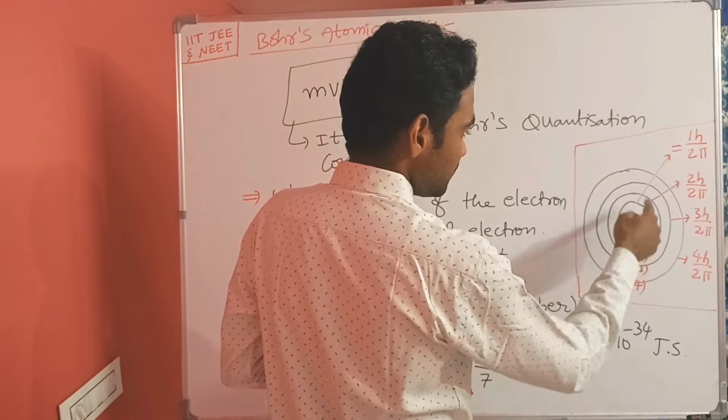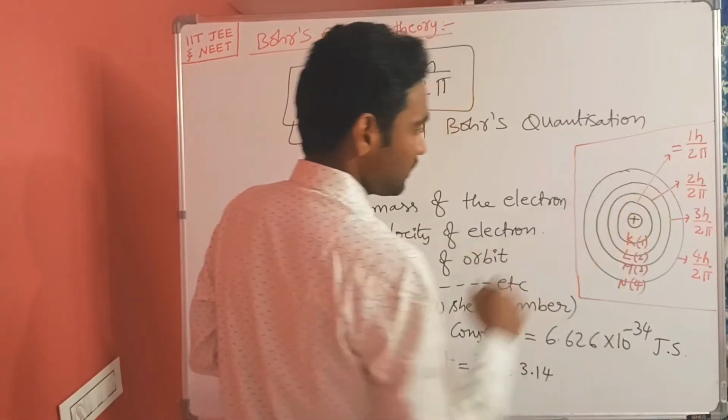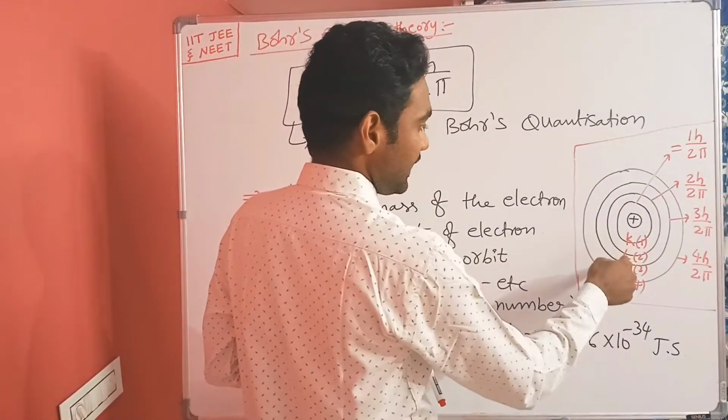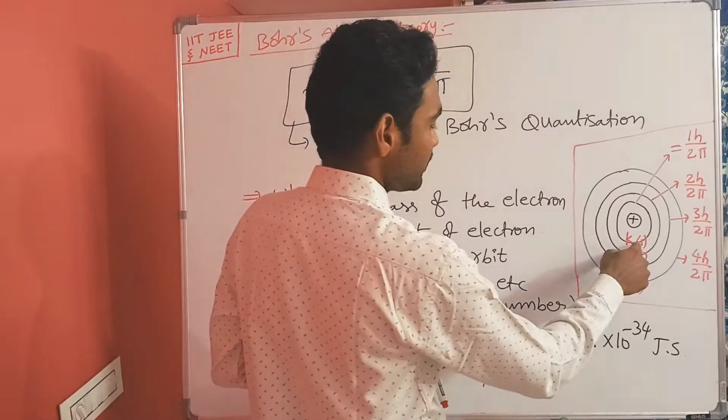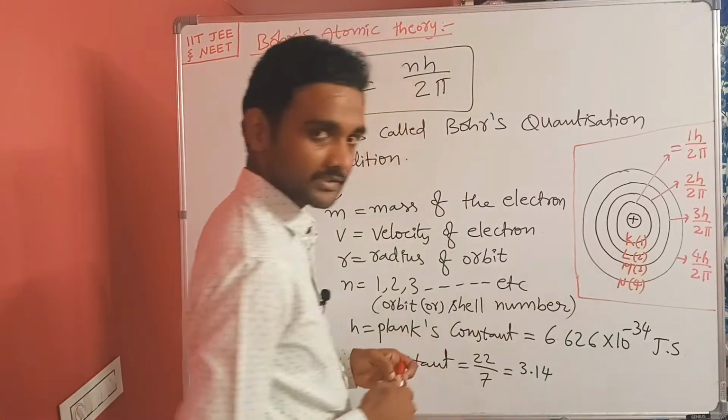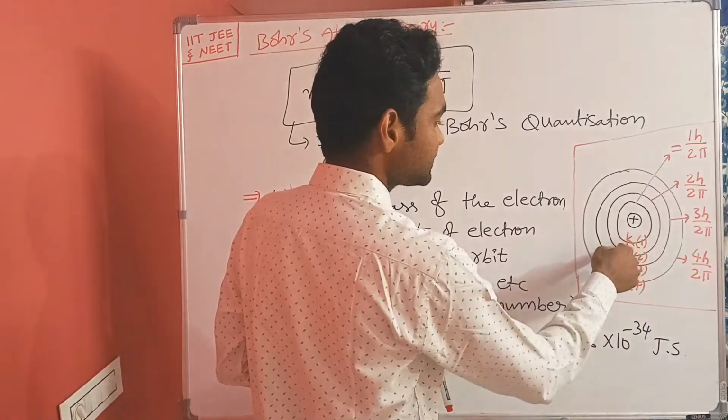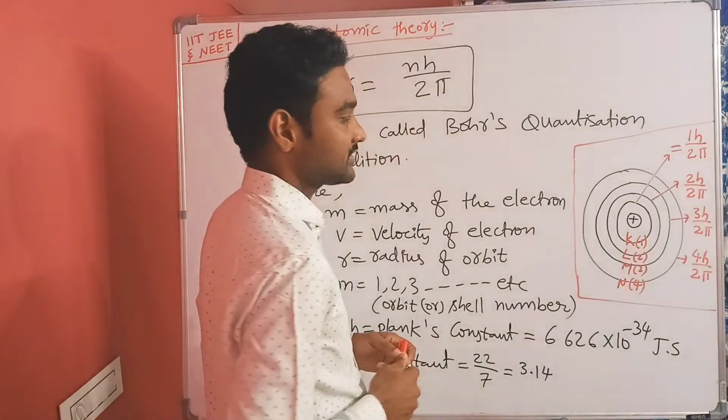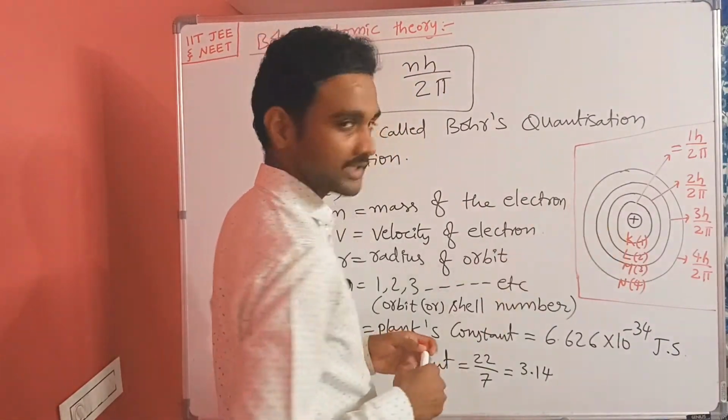Around the atom, different types of orbits exist, like K, L, M, N. They are also denoted by the numbers 1, 2, 3, 4. These are the orbits or shells. The circular paths around the nucleus are called orbits or shells.